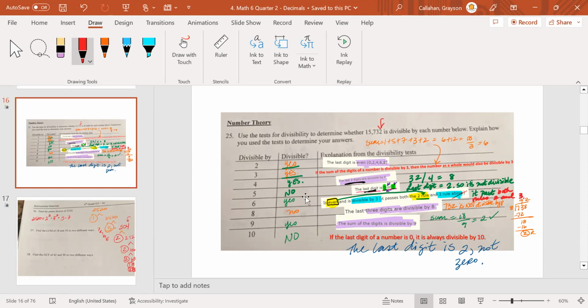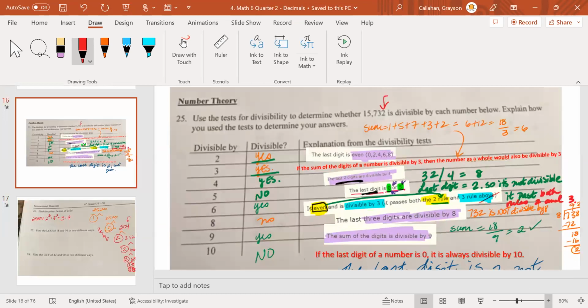For number 4, the rule of divisibility is if the last 2 digits are divisible by 4. What's the last 2 digits of this big number right here? The last two digits have to be divisible by 4. What's the last two digits of this number? Is 32 divided by 4, does that give you a whole number? So yes, it's divisible.